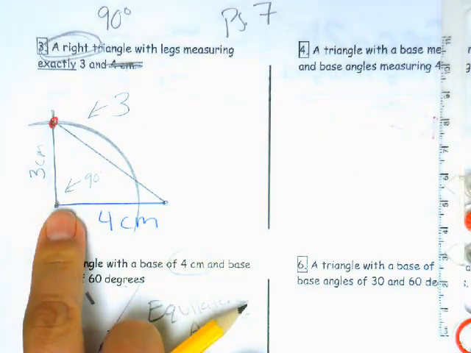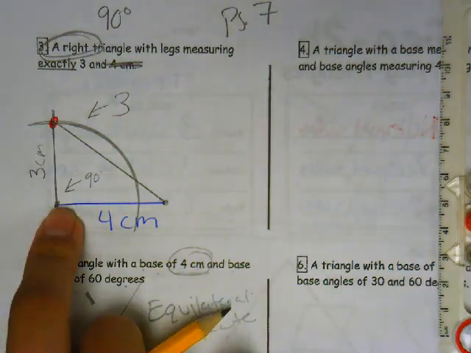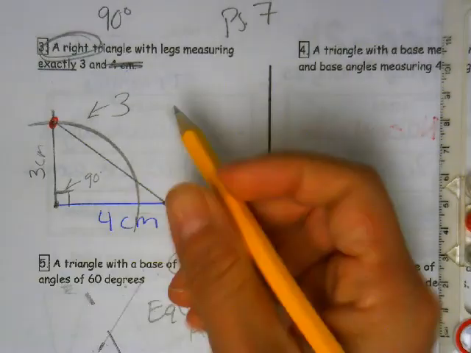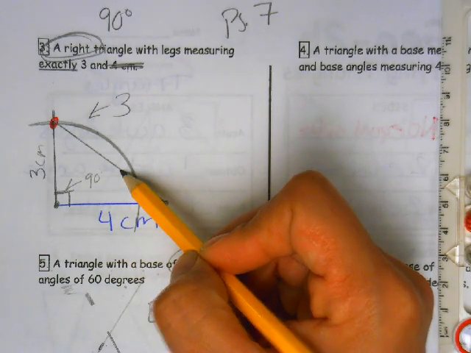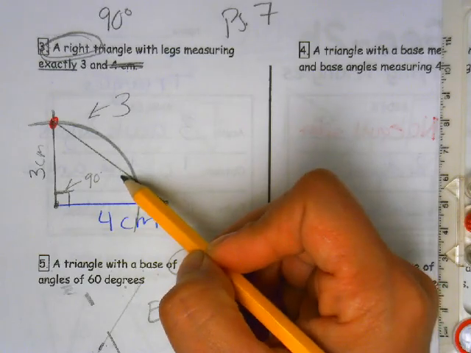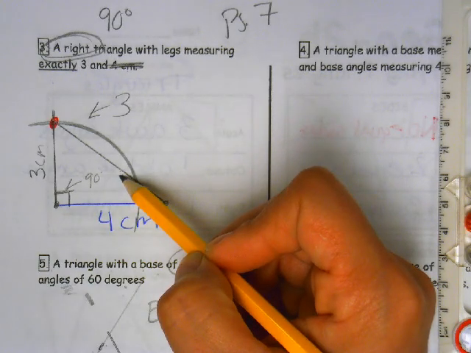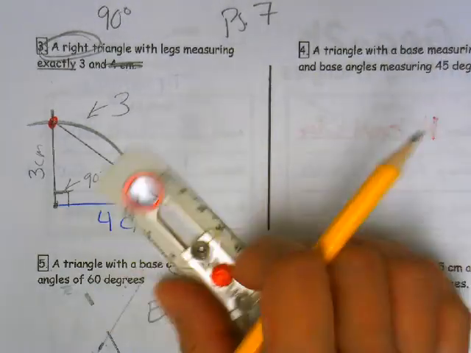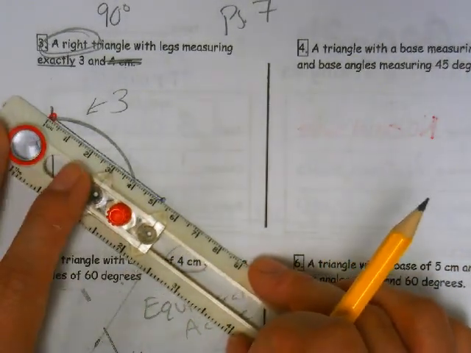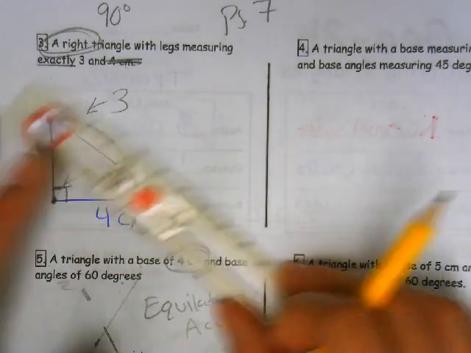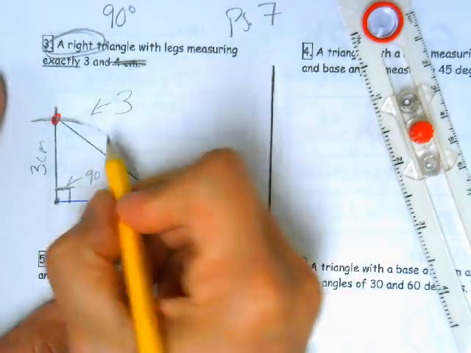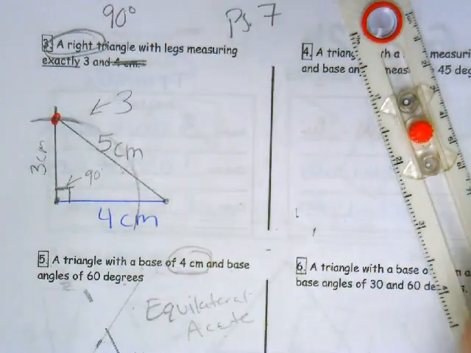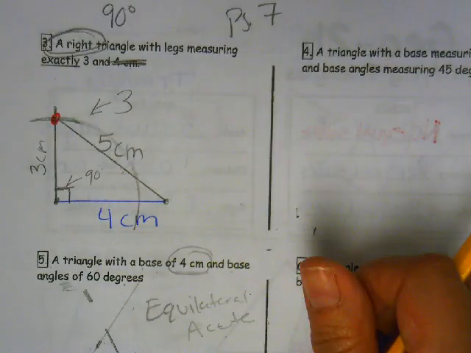How do I mark this to tell you that it's 90 degrees? Square. Little square. How long is this line that we just drew, this diagonal? Measure it. How long is this line right here? If you measured it and you got 5, you did everything correct. If you did not get 5, you messed up somewhere. Now you can erase this arc if you want. It should be 5 centimeters. If you got 5 centimeters, you did it correctly. If you did not, you did something wrong.